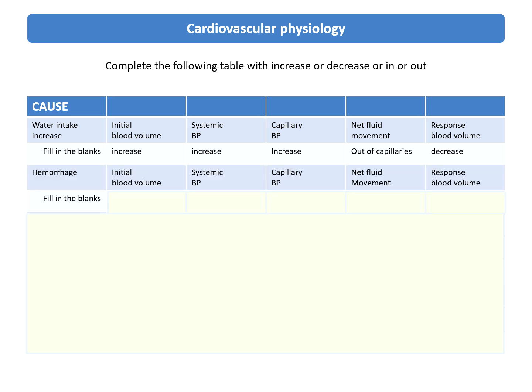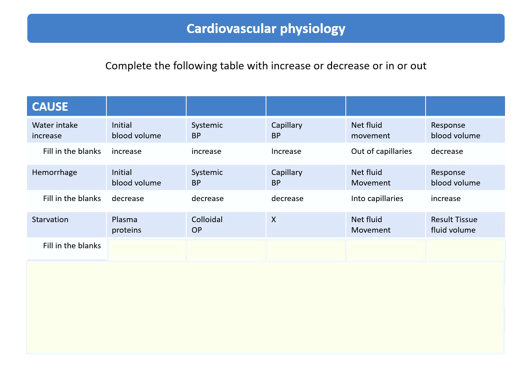What about bleeding, hemorrhage? Well, if hemorrhage results, this causes a decrease in the initial blood volume. Therefore, the systemic blood pressure decreases, capillary blood pressure decreases. Net fluid movement then is into the capillaries, and it restores the blood volume. So hemorrhage, as long as it's not too severe, can be corrected.